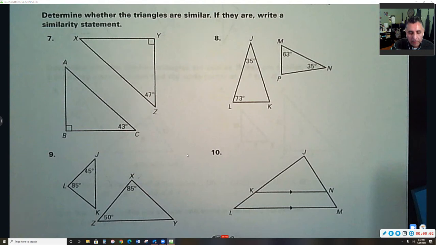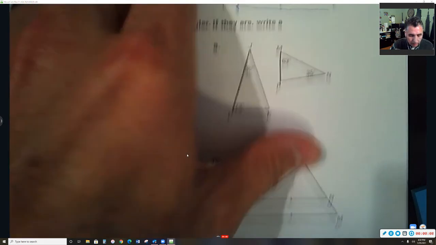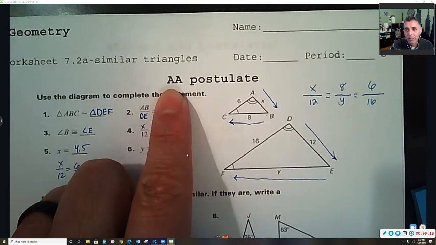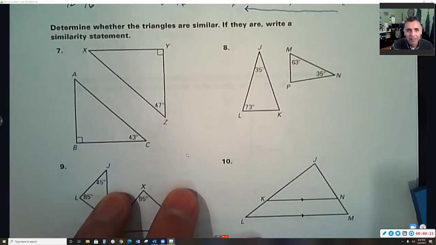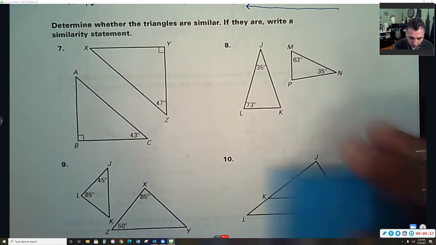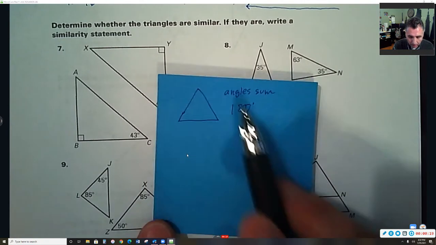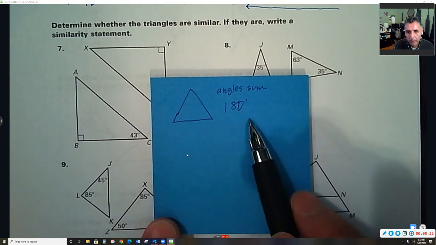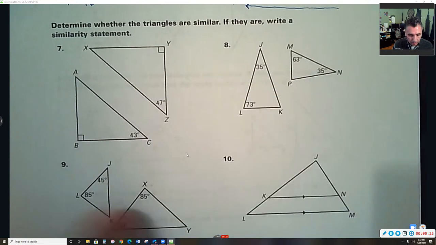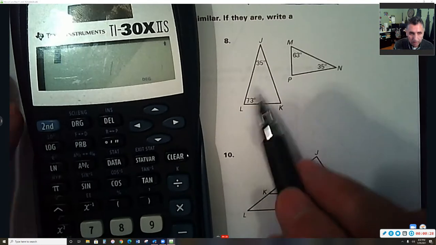And then for these next 6 problems, they want to figure out if they are similar. Again, because this first sheet is angle-angle postulate, I'm guessing if they are similar, they're going to be similar by angle-angle. And what we want to do, remember, the three angles in a triangle have to add up to 180. Okay, so real quickly, let's take a look at this one right here.